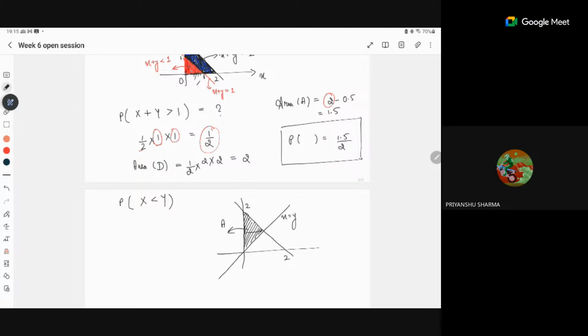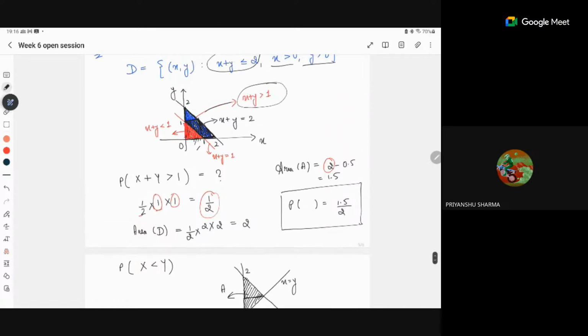Area of A, how can you find it? It is just two triangles. Just find these points and you should be able to find the area. Okay, ma'am. Thank you. Yeah. So that is how you do it.